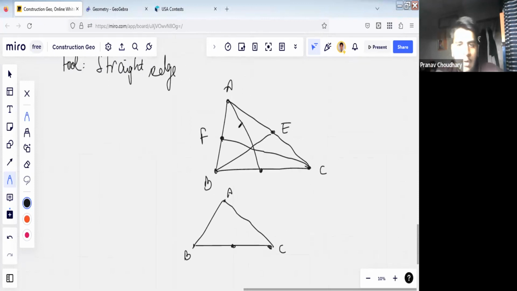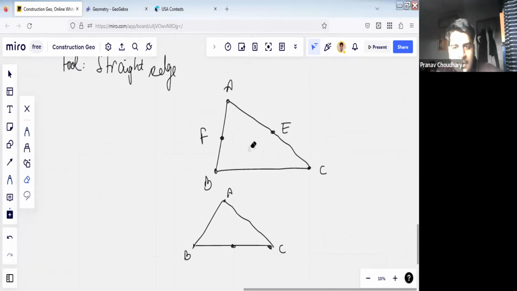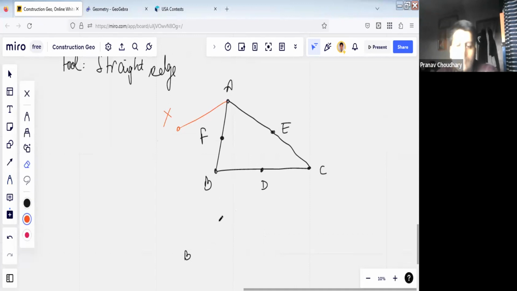So let's say for now, you have triangle ABC and the midpoints of its sides are given. I give you any other segment AX. Can you construct me the midpoint of AX? Yeah, can you construct me the midpoint?